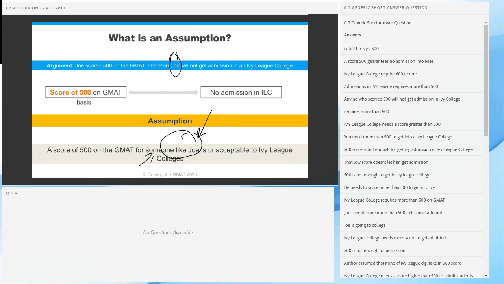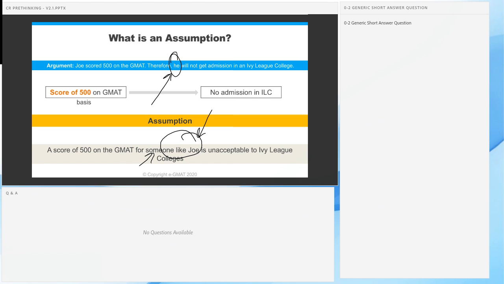Why? Because in his conclusion, the author is focusing on Joe, and in many ways, the assumption is tied to the conclusion overall. Or another way to look at this is that the author is not saying that the Prince of Saudi Arabia will not get admission with a score of 500. But again, good job. You guys understand what an assumption is. And once you comprehend the argument, you're able to get to the answer.